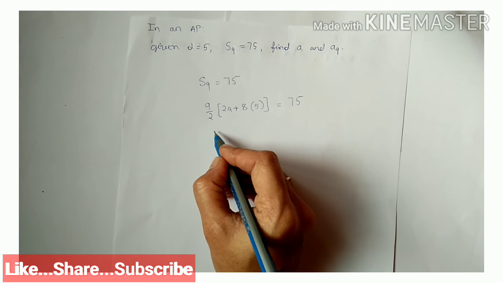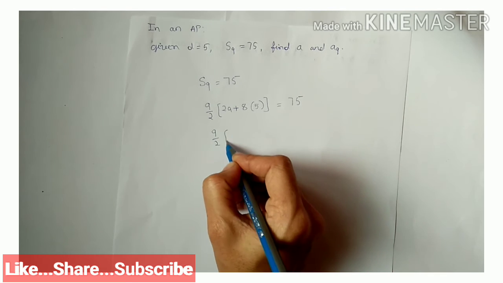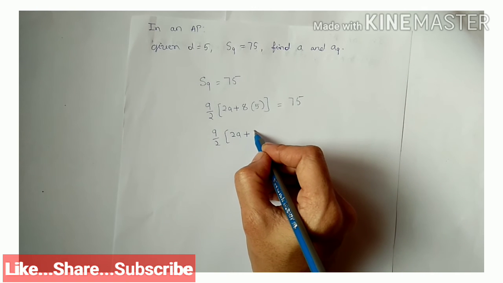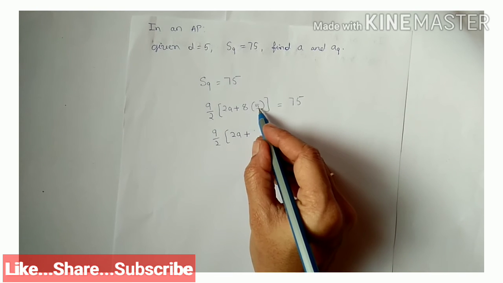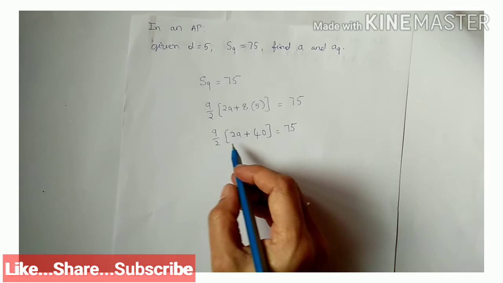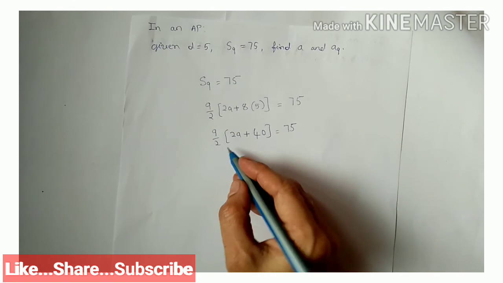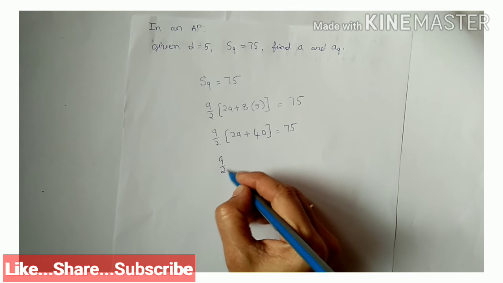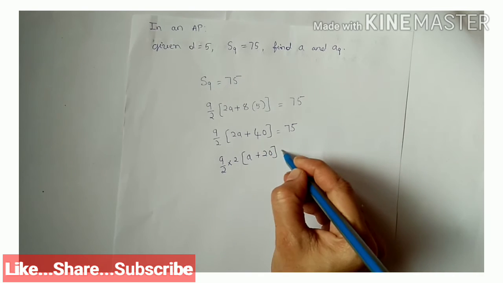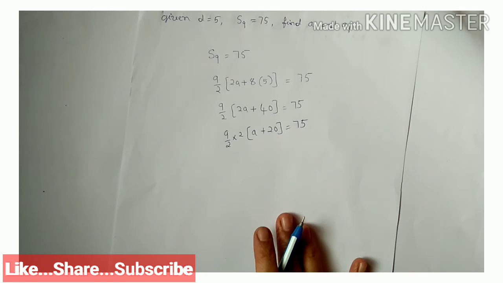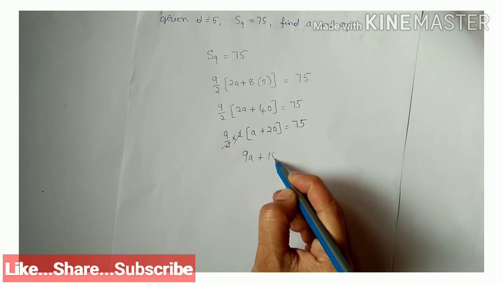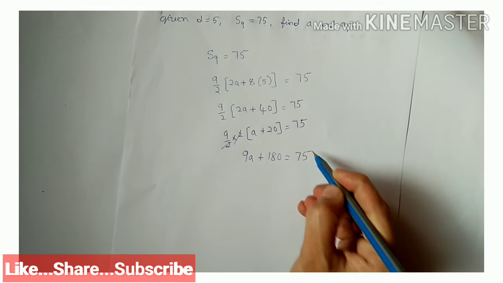9 by 2, 2a plus 8 5s are 40 is equal to 75. Here we can take 2 outside, 2a plus 20 is equal to 75. 9a plus 180 is equal to 75.